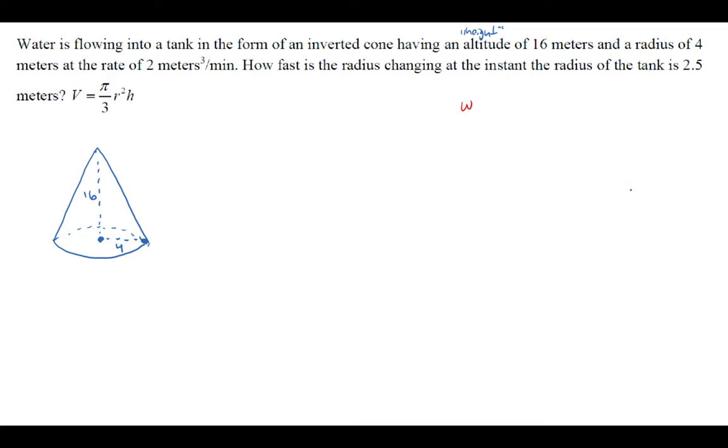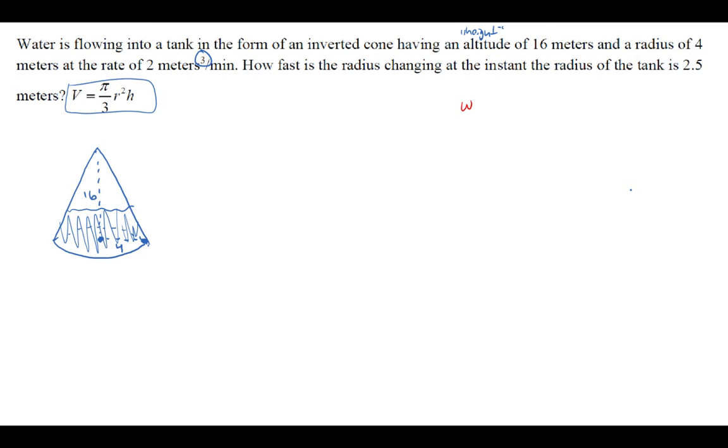And this is being flowed into at a rate of 2 meters cubed. Cubed tells us volume, and it did give us a volume formula. So that's good. How fast is the radius changing at the instant the radius of the tank is 2.5 meters? So water's flowing into this, and as it flows in, it's going to start to fill up, moving up that way. All right, let's see if we can figure this out. Let's start by identifying some stuff here.